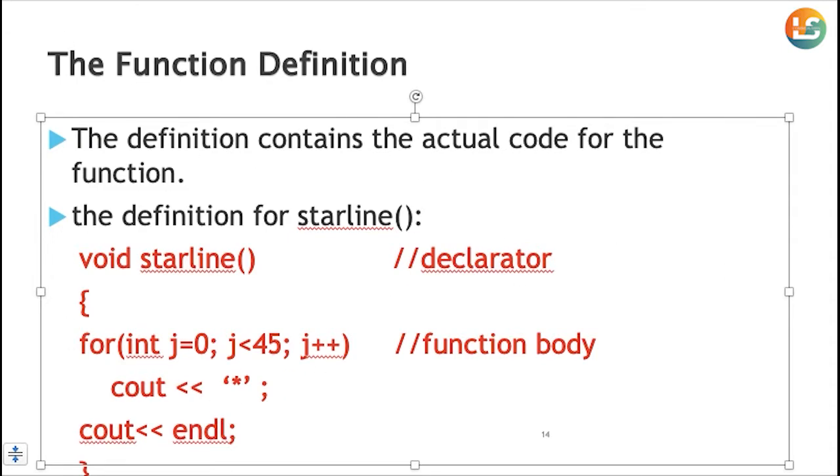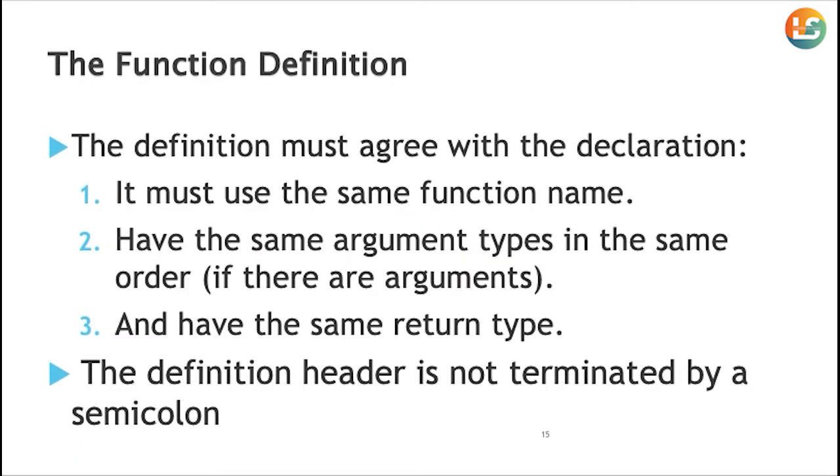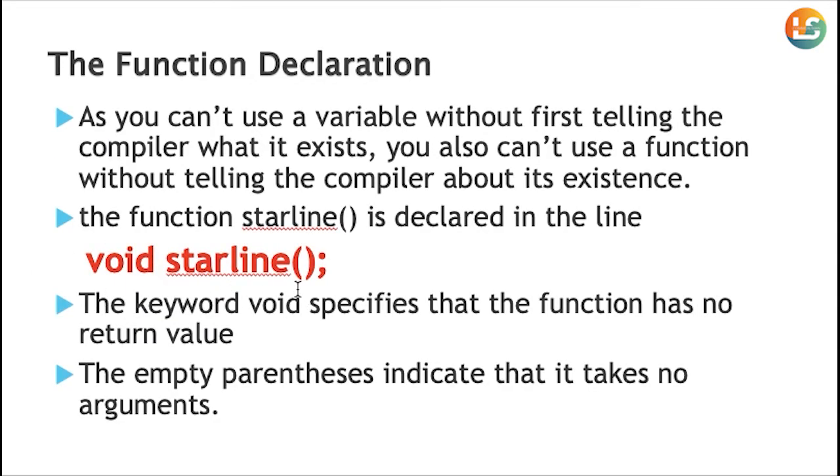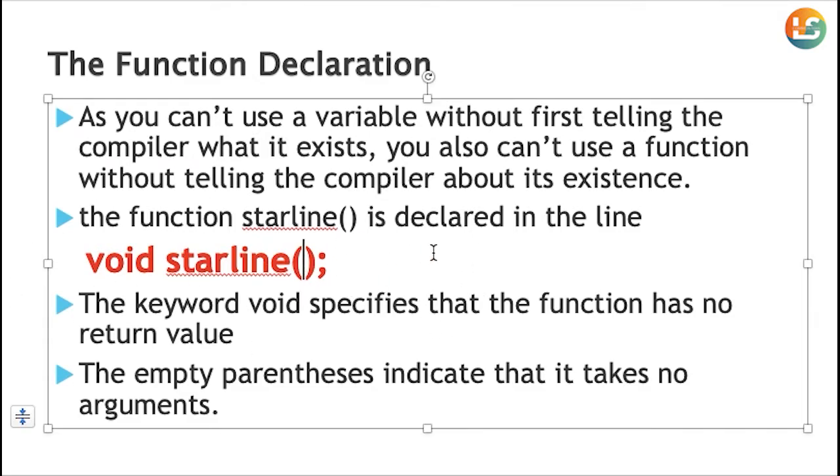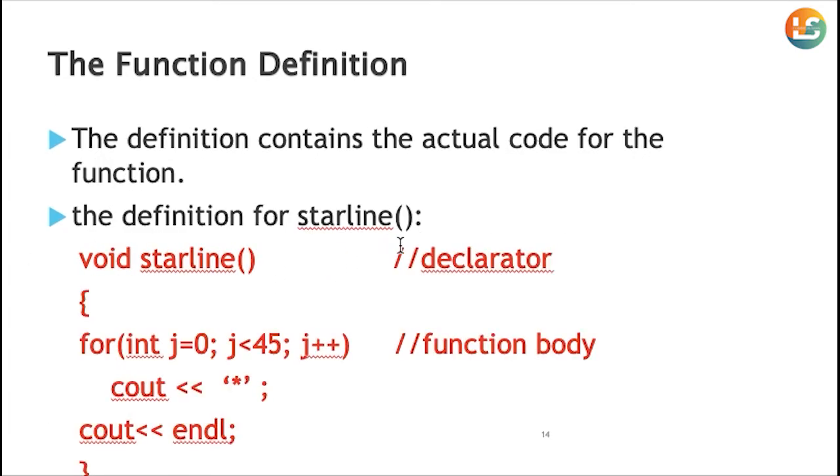The definition must agree with the declaration. It must use the same function name, have the same argument types in the same order, and have the same return type. Whatever you declared in your function declaration, what is your return type, what is the function name, what are the parameters, and in which order. For example, if you have 2-3 parameters, then the order of the parameters also matters. So your definition should be exactly the same as the declarator, and have the same return type.